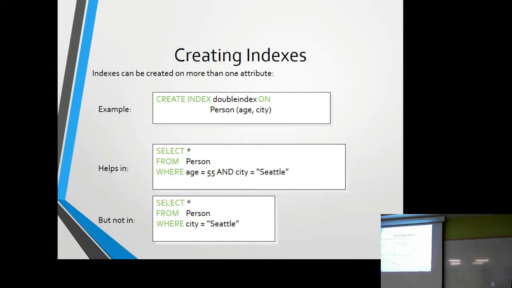All right. Here's a couple of others. You can do multiple attributes. So again, here this example, double index, right? On person, age, and city. So that allows you to search on 2 fields. So the query planner. Do you guys know what the query planner is? No. All right. I guess I got to explain what the query planner is.